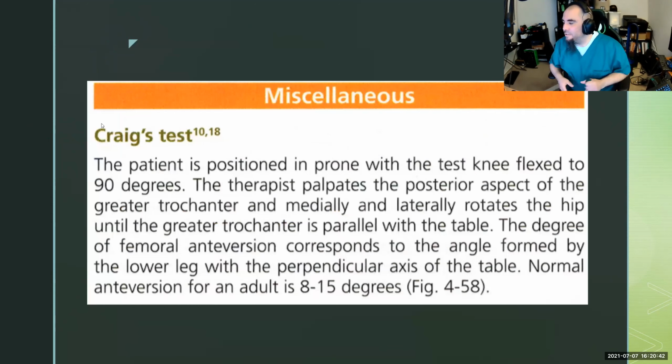Craig's is to test for femoral anteversion. So this is looking at whether you are anteverted or retroverted at the feet. Again, I'm going to say this, it's good to know for the boards, but not as commonly done in the clinic. So we're going to position them in prone with the test knee flexed to 90 degrees. Therapist is going to palpate the posterior aspect of the greater trochanter and medially and laterally rotate the hip. The degree of femoral anteversion corresponds to the angle formed by the lower leg with the perpendicular axis to the table.